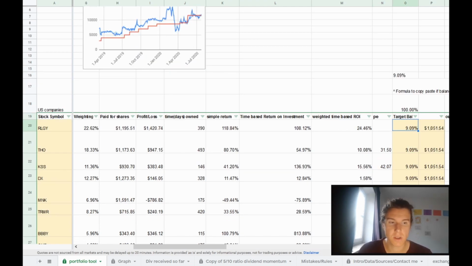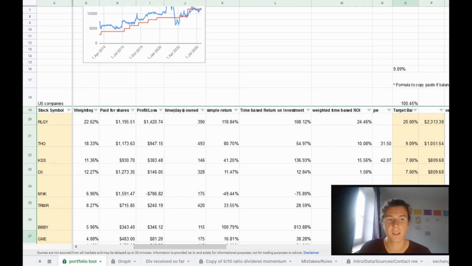If I want this stock to be 20% of my total portfolio value, it adjusts this number, but this number is also out of balance now, and I have to cut off like 10% of other stocks. So I go 7, and I get about 100.45%. And then you see all the values and then the new average share price.